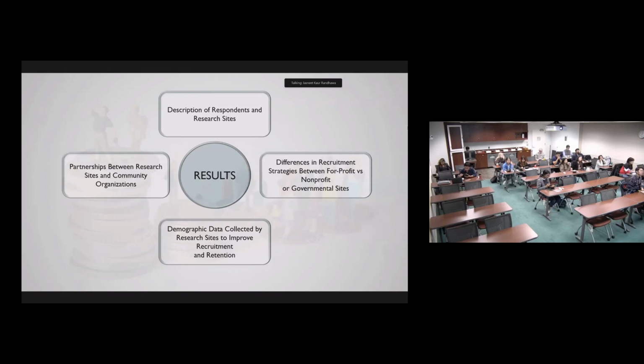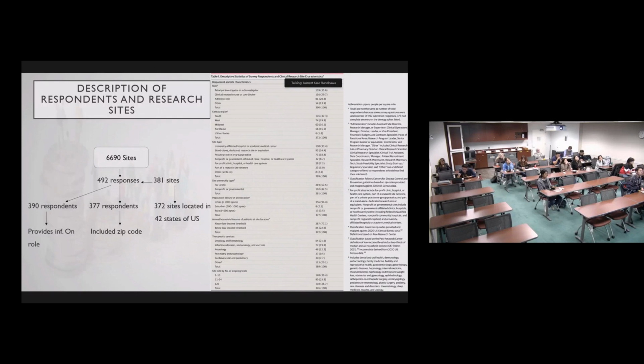Then from this whole survey, four findings were found. First aspect was description of respondents and research sites, then differences in recruitment strategies between for-profit and non-profit organizations, then demographic data of the patient, and then partnership between the research sites and community organization. So first one, the description of respondents and research sites.